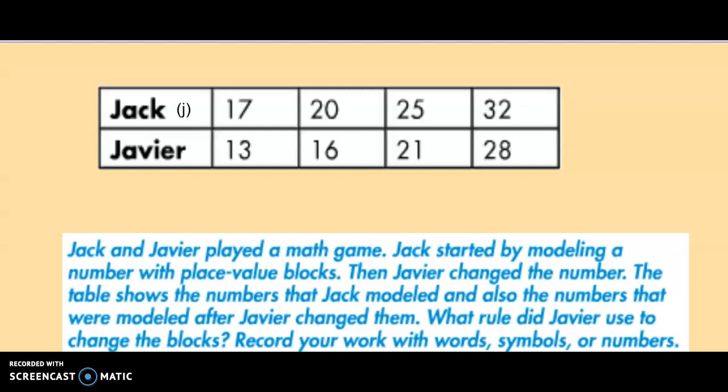Okay, so we have Jack and we have Javier. Jack and Javier are playing a math game. Jack started by modeling a number with place value blocks. Then Javier changed it.